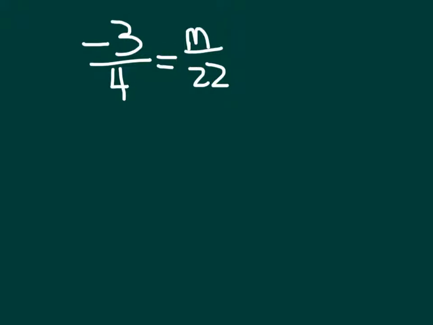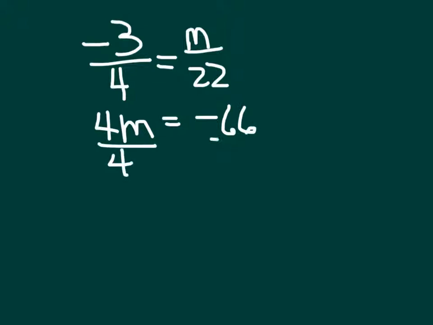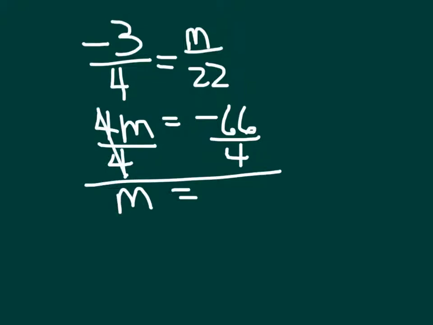The first thing is 4 times m gives us 4m, and negative 3 times 22 gives us negative 66. Then we're going to divide by 4 on both sides. The 4's cancel each other out, and we're left with m equals, and 66 divided by 4 is 16 and 1/4. And it's negative because there was one negative in the division problem.